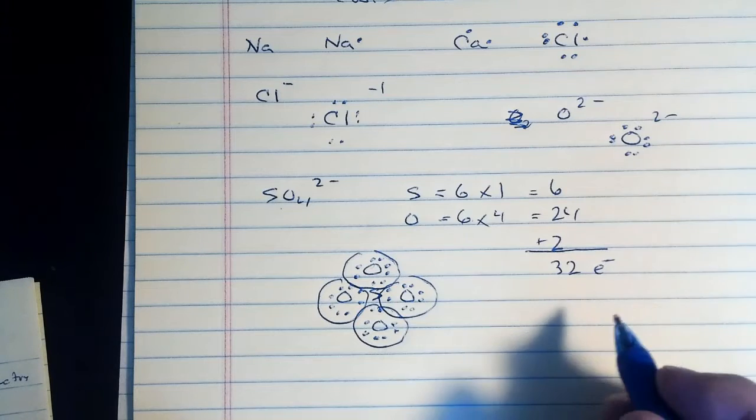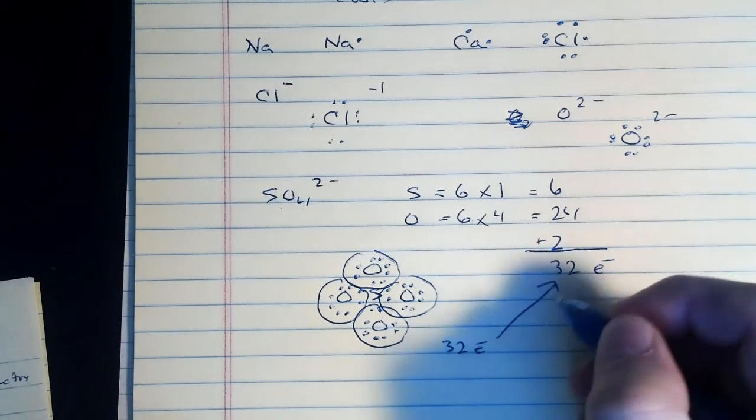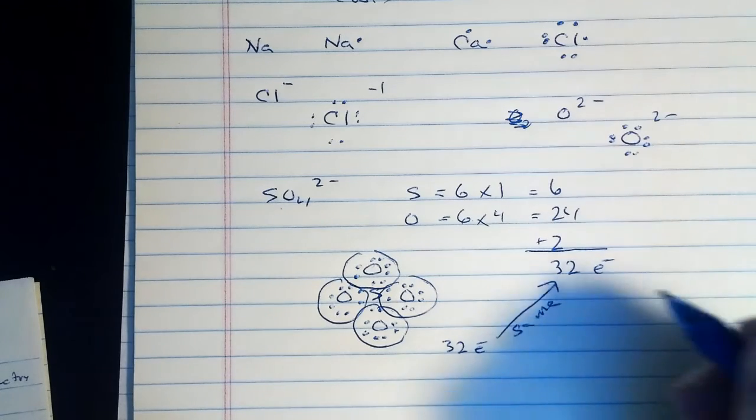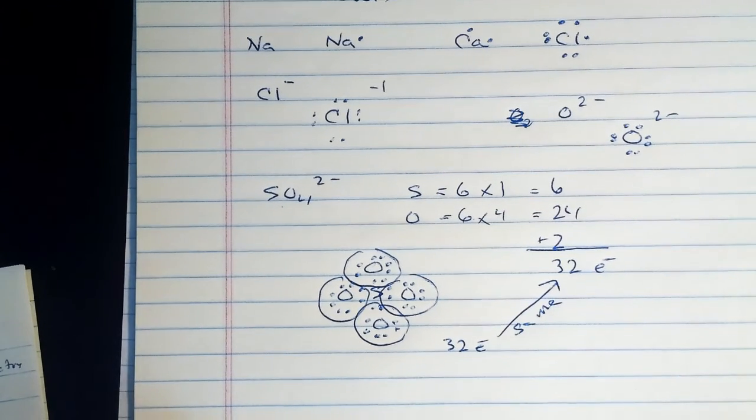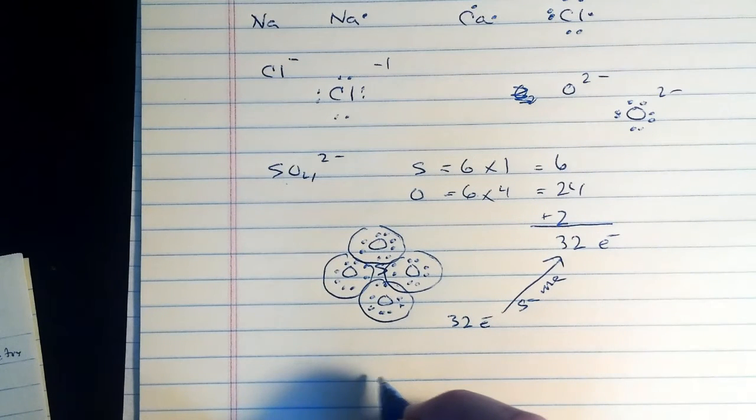8 times 4 is 32. We got 32 electrons, and how convenient that is the same. So we like that. So now we're going to put this in its final form, so make it easier on the eyes, your chemical formula.